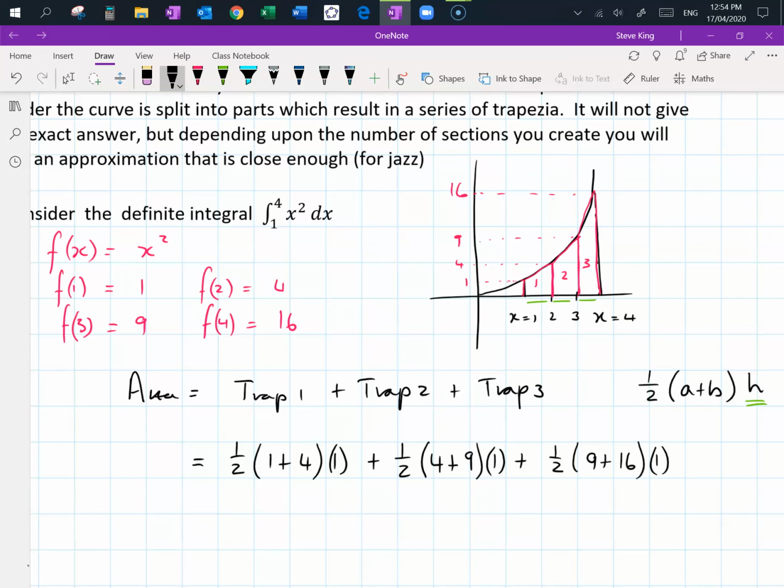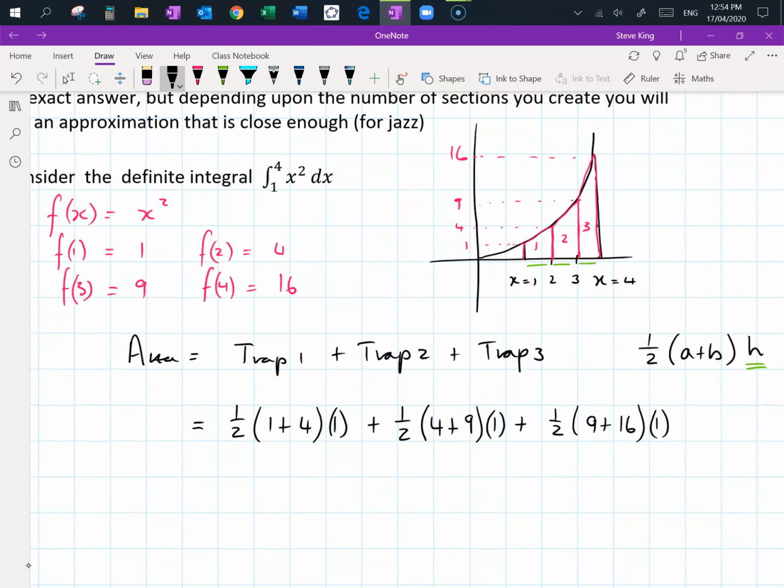Now that you've got those calculations set out, we can go and figure out what we've got here. We've got 5 over 2 plus 13 over 2 plus 25 over 2. And in total, 25 and 5 makes 30, it's going to give me 43 over 2, which is basically 21 and a half. Isn't it? 21 and a half, yeah.